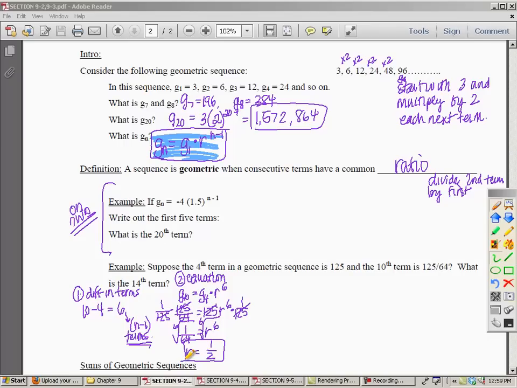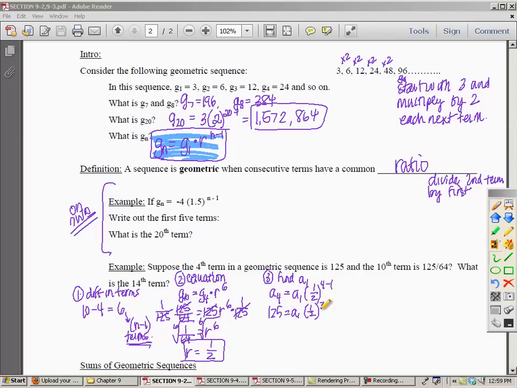Now, after we find our ratio, the third thing we have to do is find our first term. Pick a term that you want. For me, I'm going to stay away from the fractions. I'm going to pick the 4th term. And what I know is that the 4th term equals the first term times my ratio, which is 1/2, to the 4 minus 1, because we're talking about the 4th term. So 125 equals the first term times 1/2 to the 3rd.